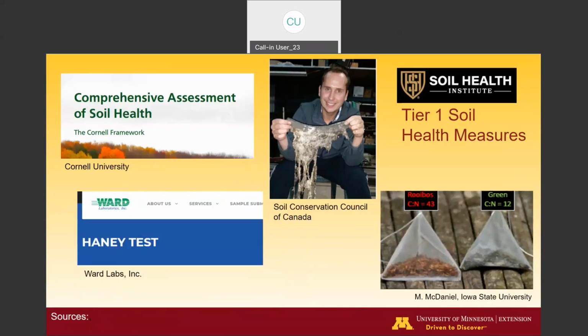There are several different soil test options available today. Some of you might have heard about, of course, the Cornell Comprehensive Assessment of Soil Health, or the CASH system. Of course, the Haney Test, which we're talking about today. The Soil Health Institute, they also have developed what we call Tier 1 soil health measures. There are also other tests that I'm sure you might have seen, like the Soil Your Undies. That's a pretty great visual way to demonstrate differences between management practices. And then there's a tea bag method, for example, too. That's one that a couple of our extension educators here at the University of Minnesota, Shane Bujega and Claire Lacan, they're also looking at.